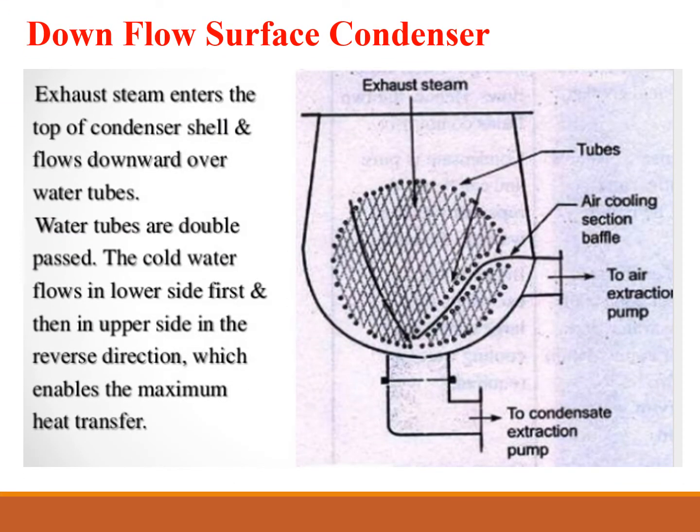Downflow surface condenser. The figure shows the sectional view of a downflow surface condenser. The exhaust steam enters at the top and flows downwards over the tubes through which the cooling water is flowing. The exhaust steam is condensed and the condensate is extracted from the bottom by the condensate extraction pump.